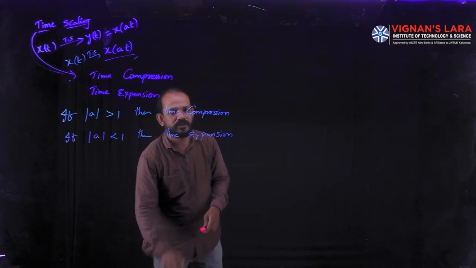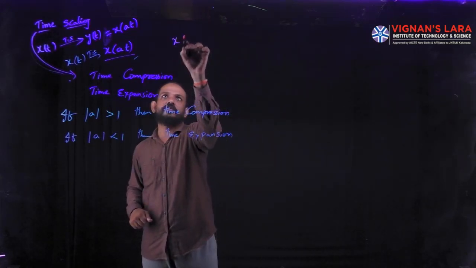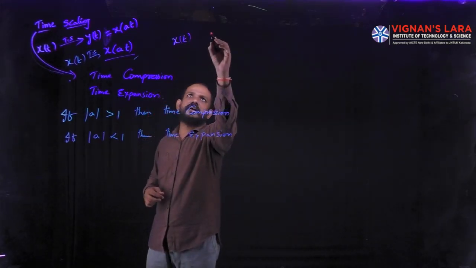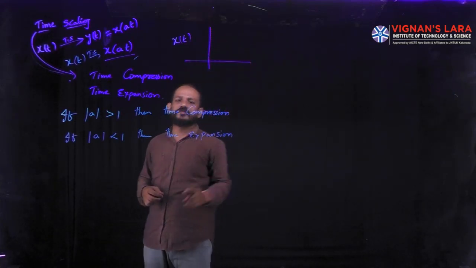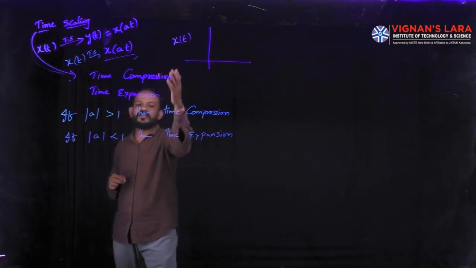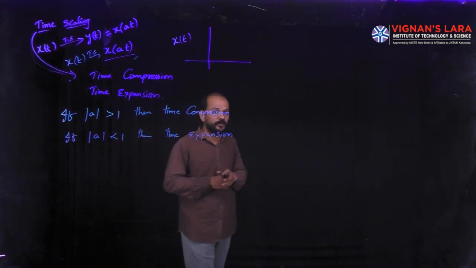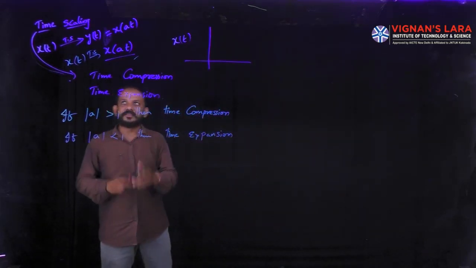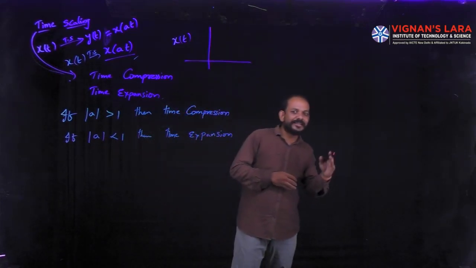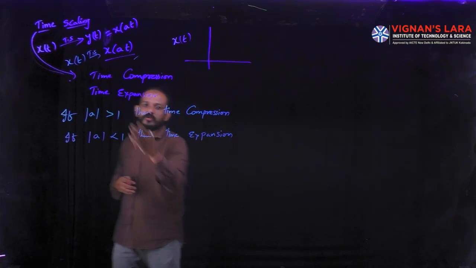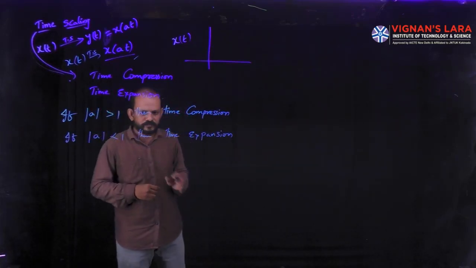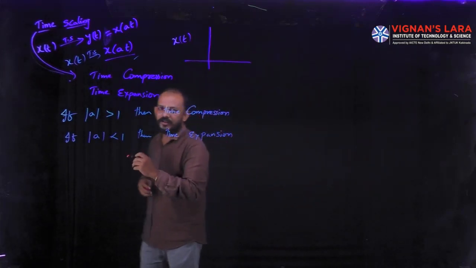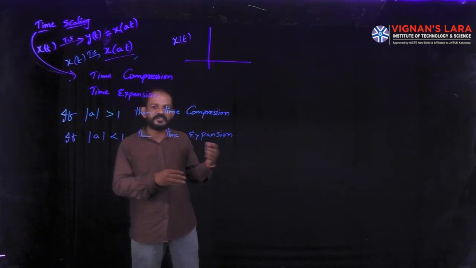Let us consider the signal x of t. We can take any type of signal. Here also I am explaining with respect to a continuous time signal. X of t is the continuous time signal. Observe very carefully, because we have to do the same time scaling operation for a discrete time signal, that is for x of n. The explanation is the same for discrete time signal also. Only the change is that the small t is replaced with small n.